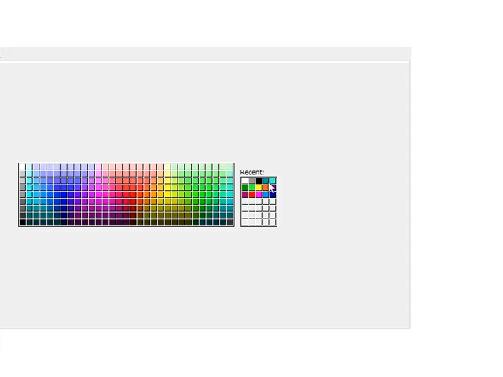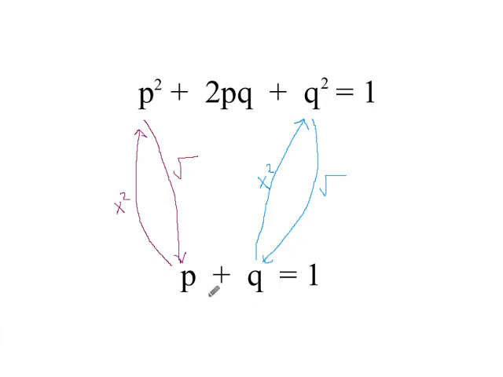Another jump that you may need, the relationship between p and q is that they have to add up to 1. So if you need to find p, it's going to be 1 take away q. If you need to find q, it's 1 take away p.